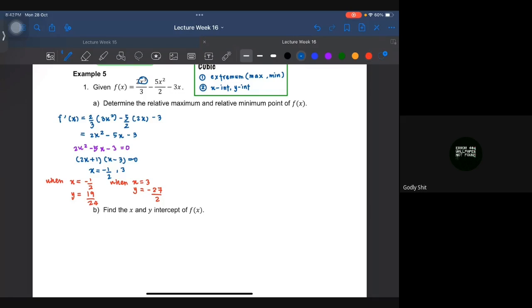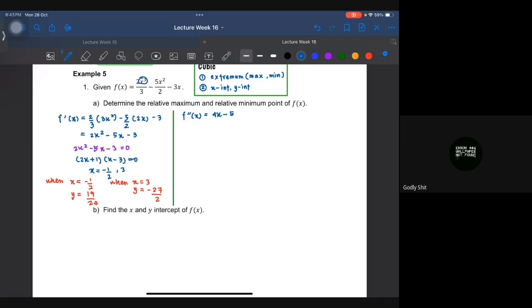So from here, soalan dia tak cakap suruh awak tentukan by using first or second derivative. So awak rasa awak nak guna first ke awak nak guna second sekarang guys? Untuk tentukan max ataupun min dia. Saya rasa ramai akan memilih untuk menggunakan second sebab dia easier, right? So let's continue with finding the second derivative. So f double prime. So we have 4x minus 5.